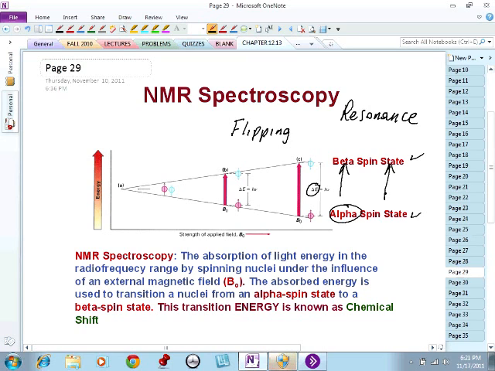And that is the underlying principle of everything we do with regard to nuclear magnetic resonance spectroscopy, which is essentially the absorption of light energy within the radio frequency region from this alpha state to the beta state. And now, how does that apply? How do we use it as chemists? The question is, how do we find it useful?